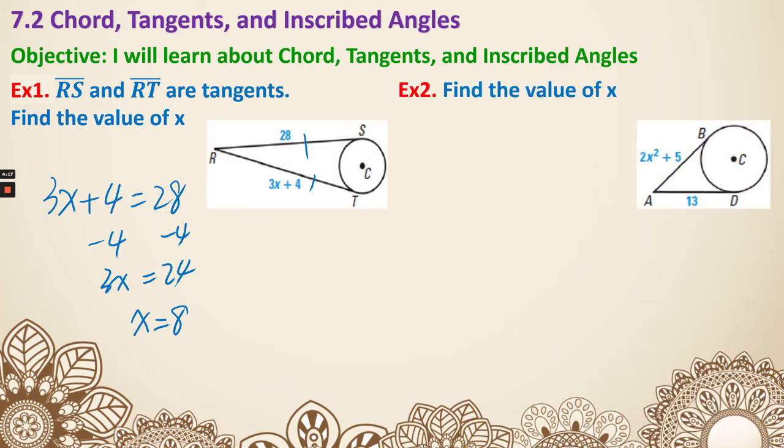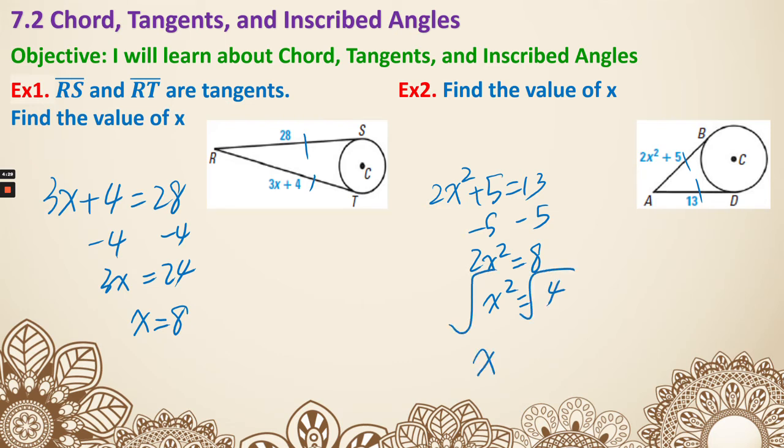Example 2. Still, they are both tangents, so we can set them equal to each other. 2x squared plus 5 equals 13, minus 5 on both sides. 2x squared equals 8, x squared equals 4. We're going to square root both sides, x equals plus minus 2. And you might be like, wait, but we can't have a negative length. Well, it's actually 2x squared plus 5. Even if you plug in negative 2, that's going to be 2 times negative 2 squared. That is still going to be a positive number, so that still works.